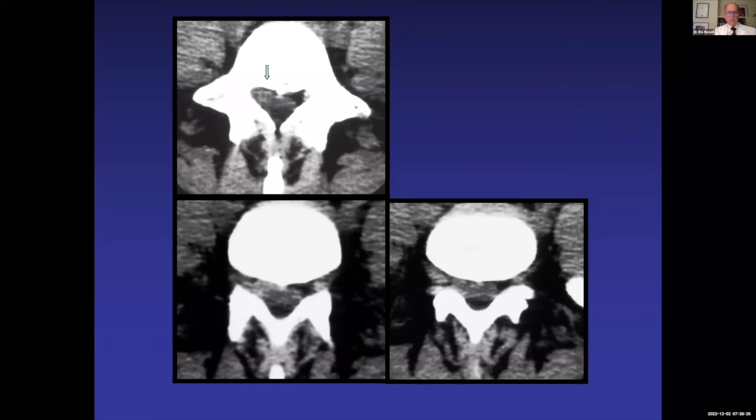And as you go down, you can see the asymmetry, and down here, you can see the root sleeve separating. So this is a normal variant, nothing to do. Just don't mistake it for a herniated disc and suggest that somebody treat it.